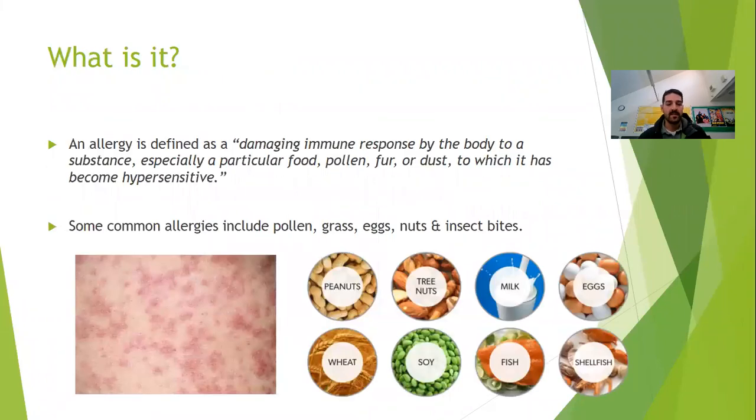So an allergy is defined as a damaging immune response by the body to a substance, especially a particular food, pollen, fur, or dust, to which it has become hypersensitive. And so the ones that we often talk about: pollen, grass, eggs, nuts, insect bites, you can see things like fish and shellfish as well. But they're normally harmless. So not everyone will react to these. And that's why they're known as an allergen, because they aren't particularly harmful to everyone. But for some reason, these particular ones are ones that people can become hypersensitive to.